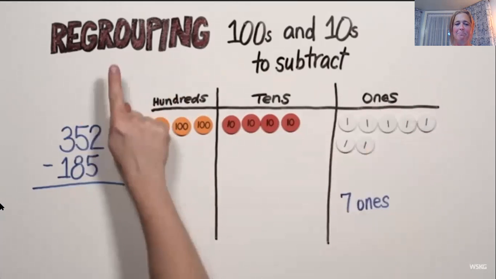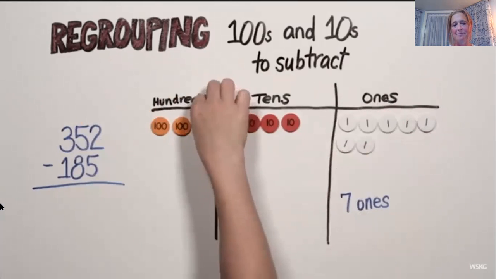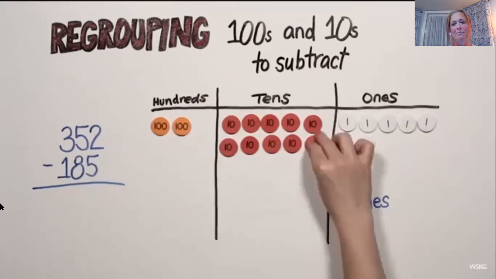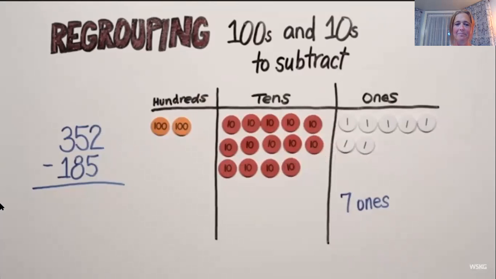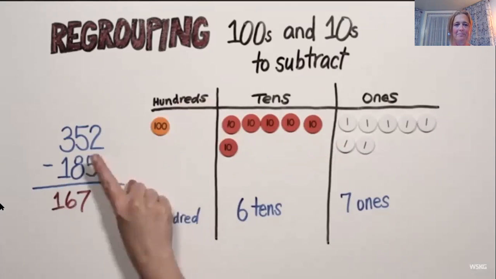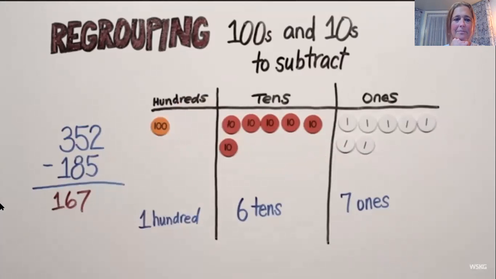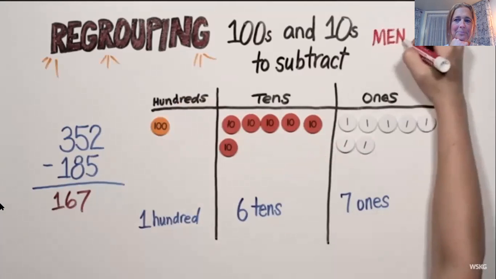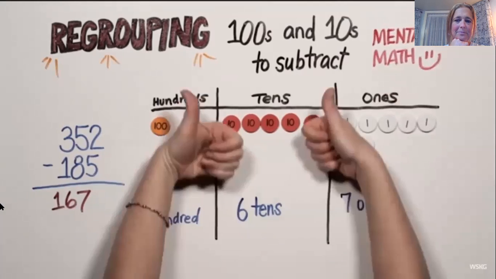Look at that! We get to regroup again. Trade in 100 for 10 tens. Now we can take away 8 tens. 6 tens are left. Last, subtract hundreds from hundreds. 2 hundreds take away 1 hundred equals 1 hundred. Note that we don't borrow anything. We just regroup what we have in a different way so we can solve the problem. This will lead to some seriously strong mental math skills in your child. And that is good to know.